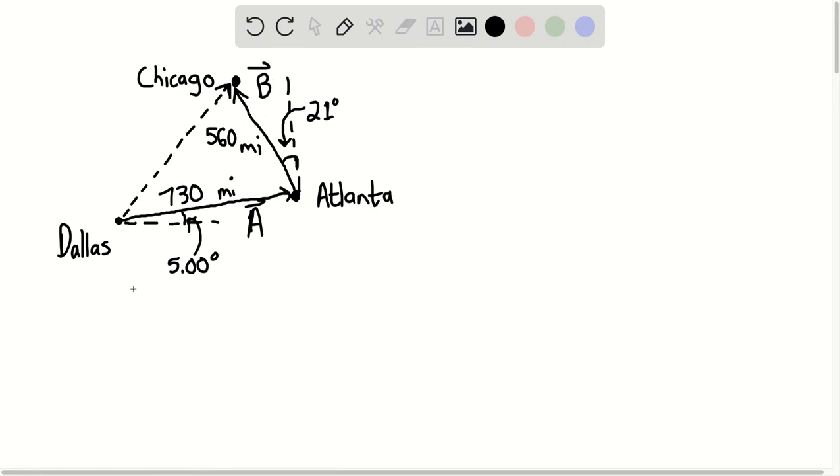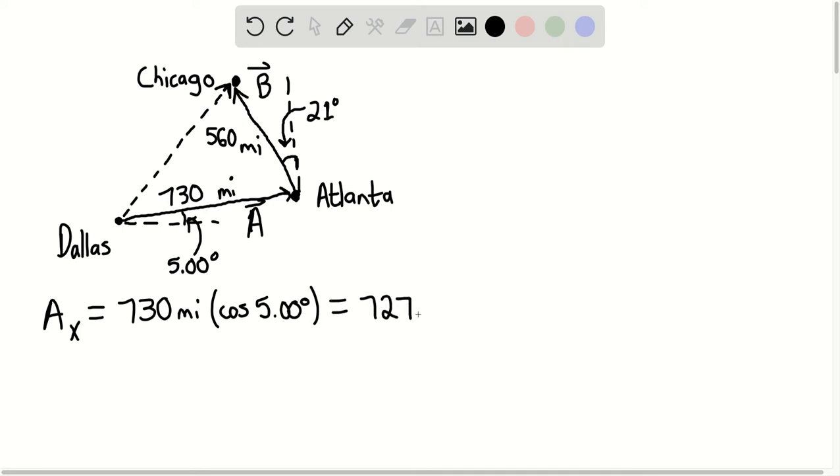So the x component of vector A is going to be equal to 730 miles multiplied by cosine of 5.00 degrees. So this will equal 727.2 miles. Now we're going to find the x component of vector B.